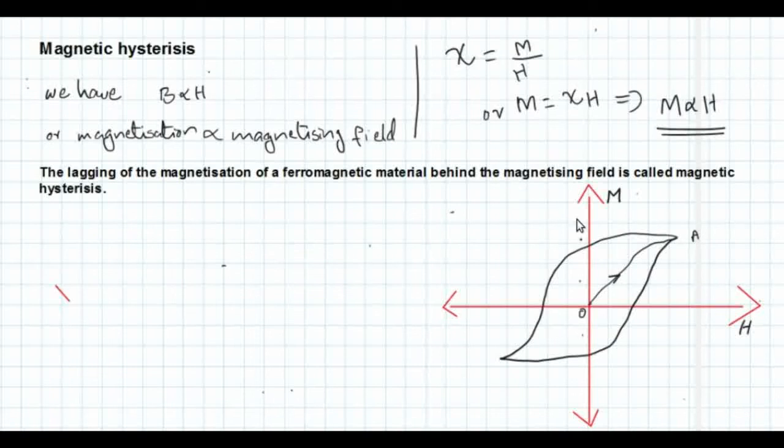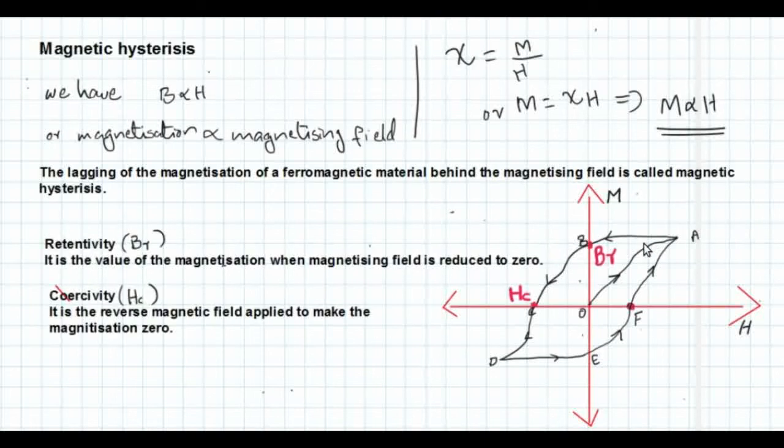Now we may mark the direction of this curve. We are starting from O towards A, then from A to B, B to C, C to D, then D to E, E to F, and finally F to A. So this is the path of the hysteresis curve we have drawn.